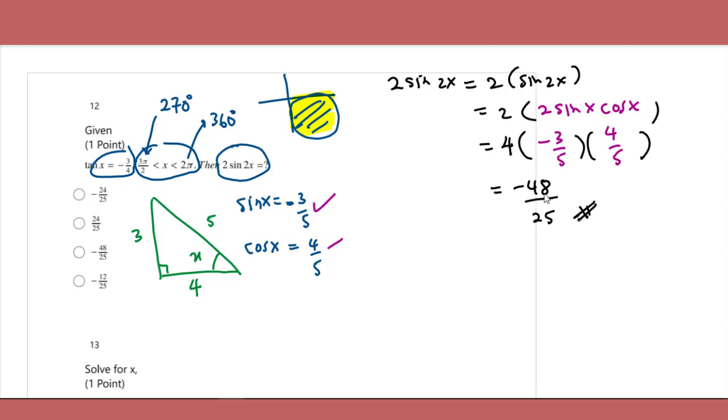Answer is negative 48 over 25. Okay, this is the answer. Okay, that settles number 12.